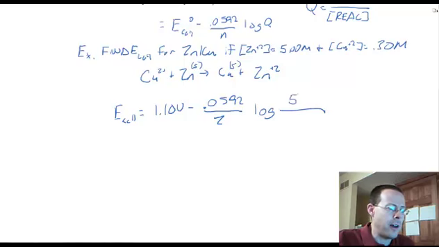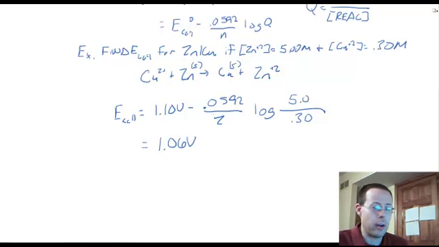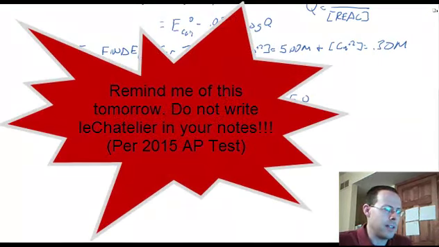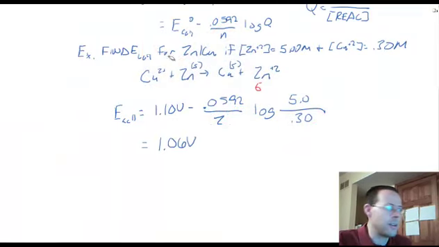So our zinc is 5 molar, and our copper was 0.3 molar. Alright, so we're going to take 5 divided by 0.3, take the log of that, multiply it by 0.0592 divided by 2, and subtract it from 1.1 volts, and we get an answer that is 1.06 volts. Alright, so our voltage went down by changing our concentrations. So, if we look at this in terms of Le Chatelier's principle, or really just in terms of our knowledge of Q, zinc is 5 molar.